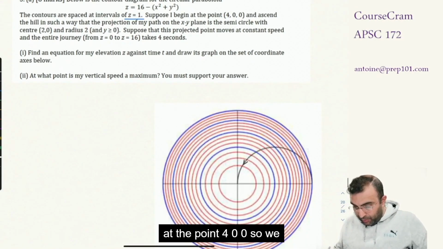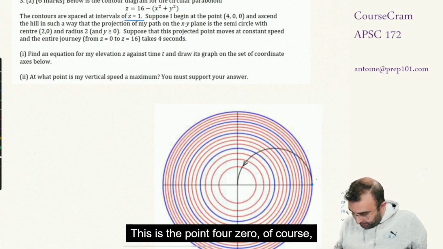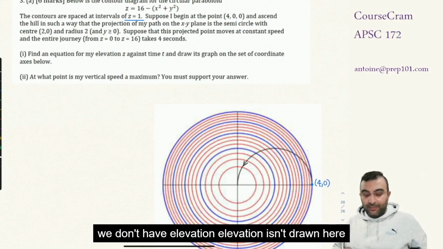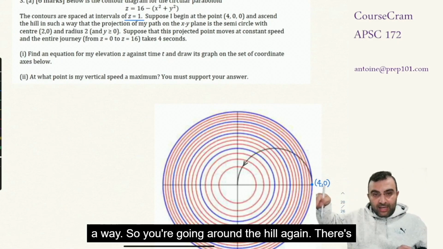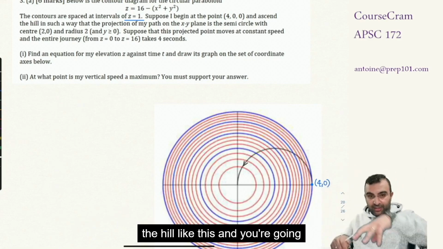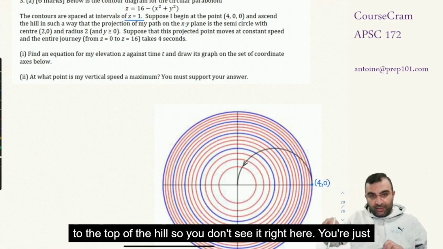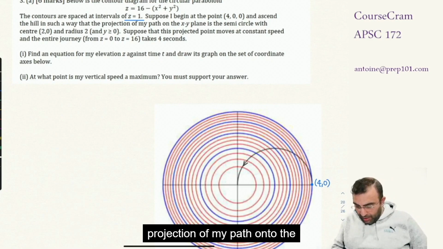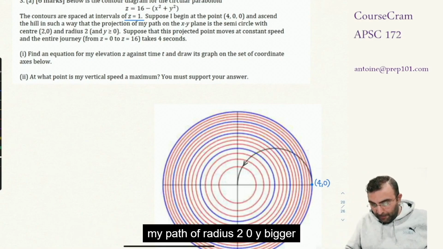We begin at the point (4, 0, 0). So we begin here. This is the point (4, 0). Of course, elevation isn't drawn here. And we ascend the hill in such a way that you're going around the hill, to the top of the hill, so you don't see it right here. You're just going like this, in such a way that the projection of my path onto the xy plane is the semicircle of radius 2, with y bigger than or equal to 0.